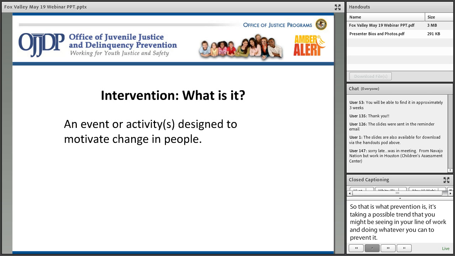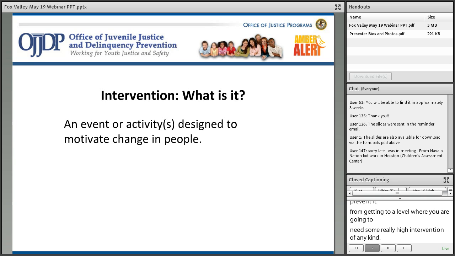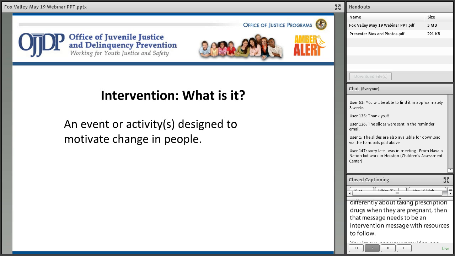Intervention is an activity designed to motivate change in people. And I get some people that disagree with me on these, and that's fine. I appreciate the disagreements and thoughts about how these are defined or explained to people, but they are important in determining what level of product or messaging we develop. If we're developing a tool that's meant to intervene, to get people to think differently about taking prescription drugs when they're pregnant, then that message needs to be an intervention message with resources to follow. You know, see your provider, see your obstetrician or a healthcare provider. An outreach is probably going to be more of a softer message.